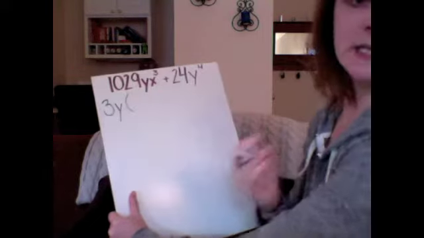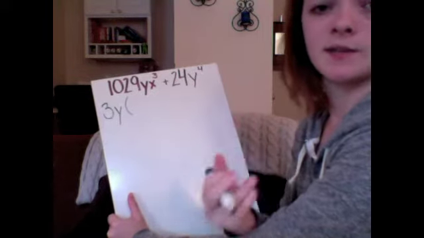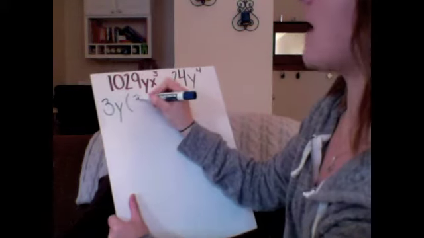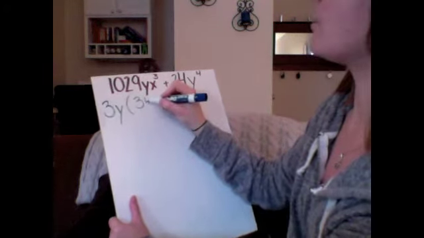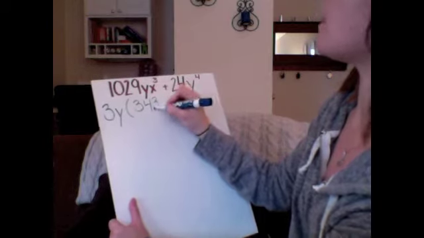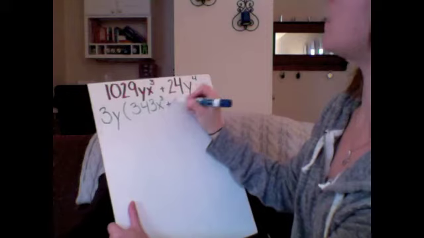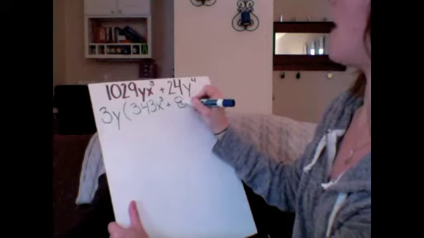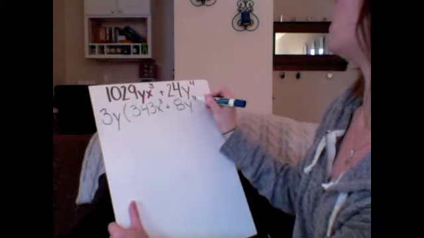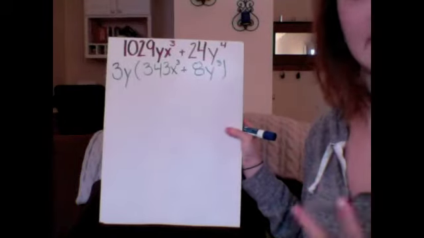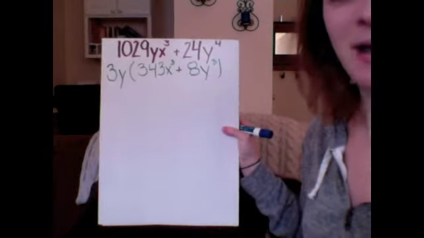That should always be your first step, no matter what you are factoring. Look for your GCF. It'll make your life a lot easier later on, because otherwise you'll forget to do it later. So we factor a 3y out of both terms, and this leaves me with 343x cubed plus 8y cubed.